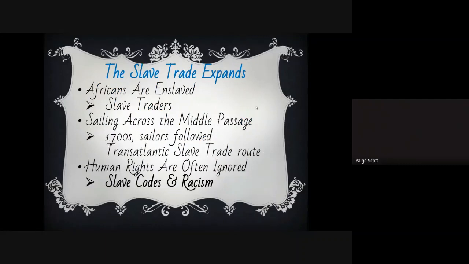And during this section, we'll talk about the enslavement of Africans and their slave traders. We'll talk about selling across the Middle Passage, which is known as the transatlantic slave trade route. And many of these sellers did choose to follow this route in the 1700s. We will also talk about human rights, which were often ignored, being the slave codes and racism.